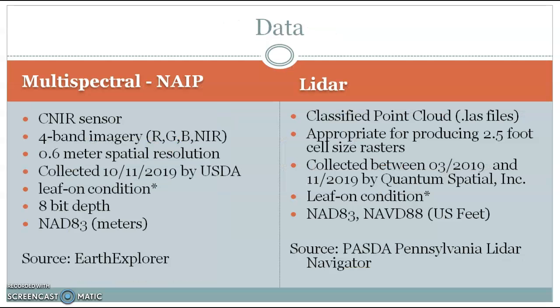I used 0.6 meter NAIP imagery collected in 2019. It has 4 bands, RGB and near infrared. I also used LiDAR data for the production of elevation models. These point clouds were also sampled in 2019, in March, but still when leaves were on trees, which is important so that they match the NAIP imagery.